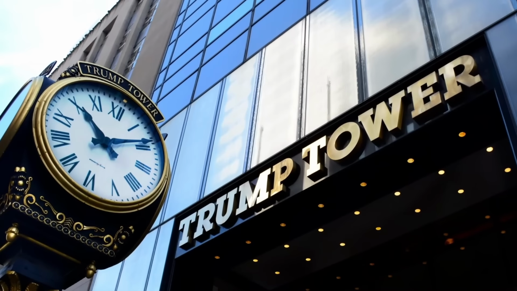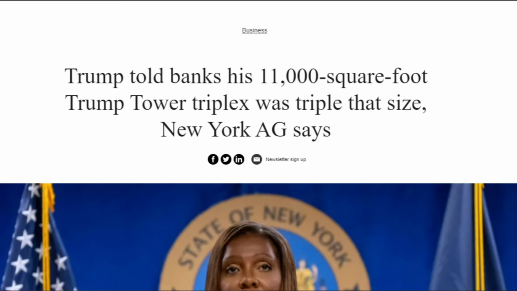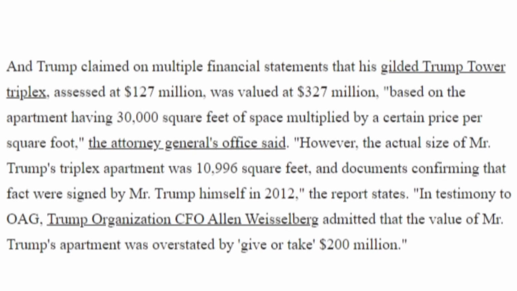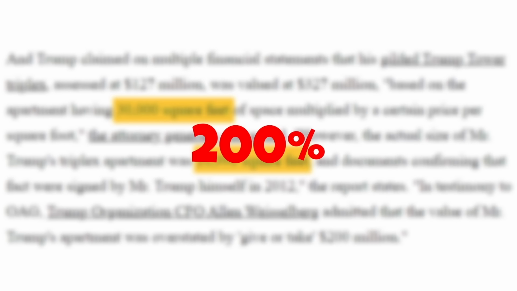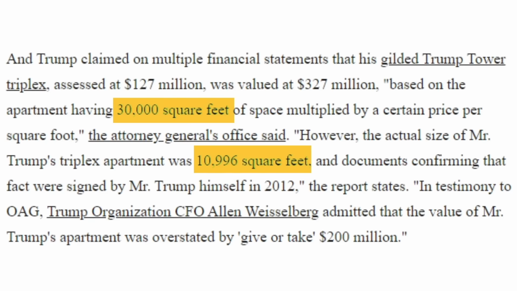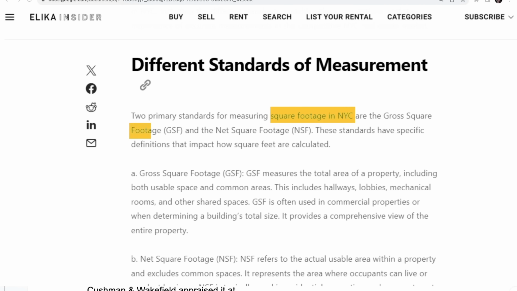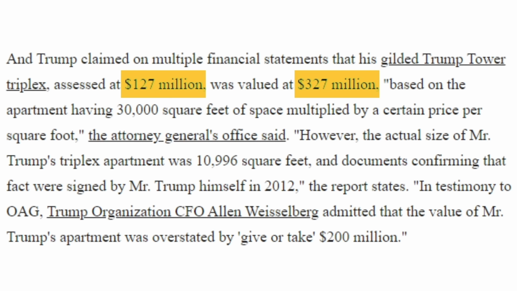Now, let's talk about Trump Tower and the Trump Triplex. Now, Donald Trump has an apartment in Trump Tower, and that apartment is about 11,000 square feet. But the Trump organization claimed that it was about 30,000 square feet in its statement of financial condition. So that's about a 200% discrepancy between what it actually was and what they claimed it was in their financial documents. Now, since properties in New York are based on square footage, this led to the property being overvalued by about $114 to $207 million.